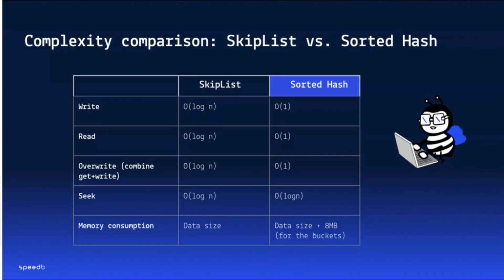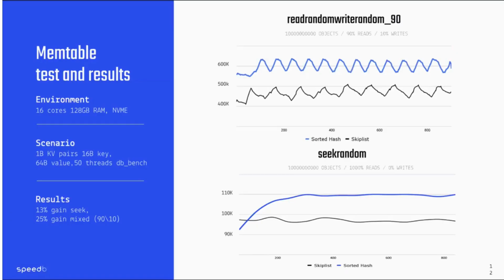So this is just a short comparison between Skiplist and the sorted hash memtable from a complexity perspective. You see that for Skiplist, this is log n for all operations. For the sorted hash memtable, it's O(1) for read and write, and we get log n for the seek operation. And from a memory consumption perspective, Skiplist has the advantage because it consumes only the data size, and the sorted hash takes an additional 8 megabytes.